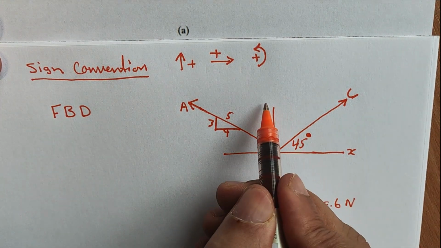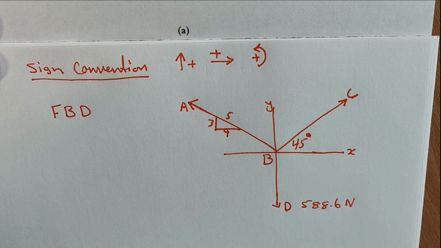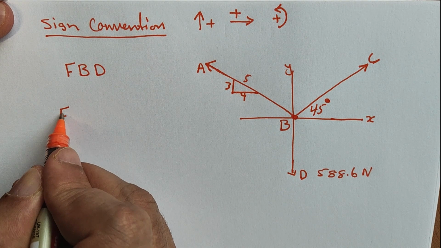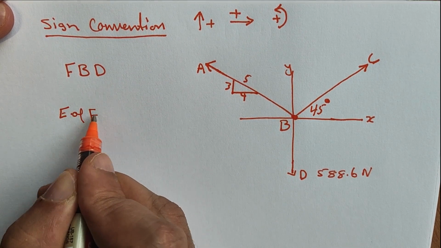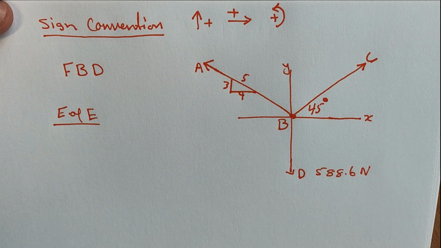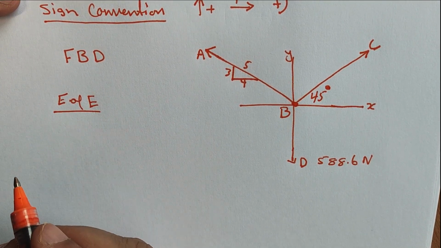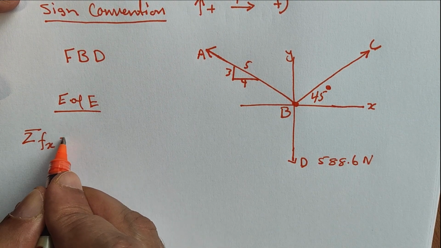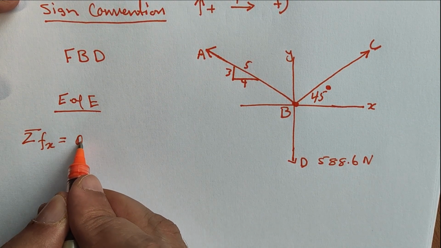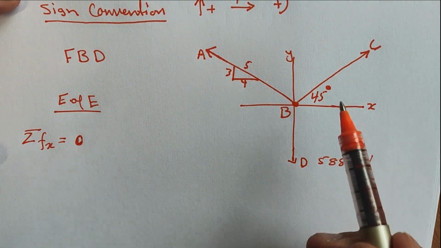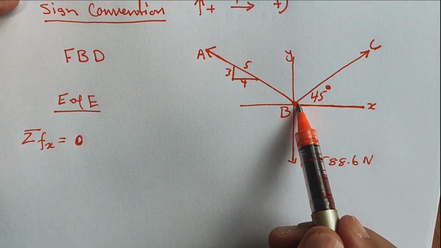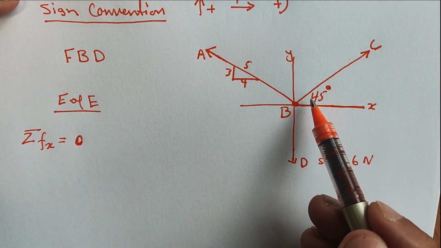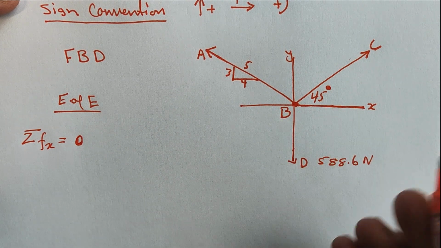Now we have done our free body diagram. After the free body diagram, we apply the equations of equilibrium. The sum of all of the forces should equal 0. The sum of the forces in the x direction should equal 0. Let's find the forces acting in the x direction. For FBC, the component on the x-axis will be FBC cos 45.